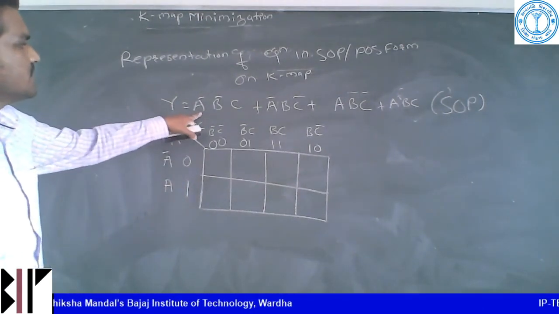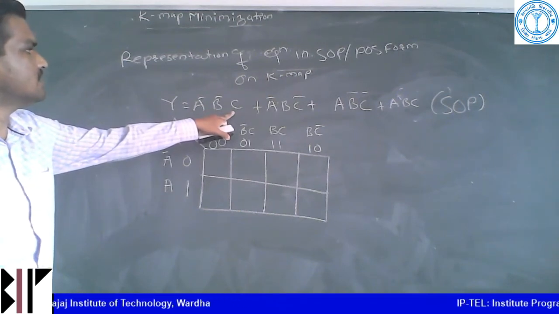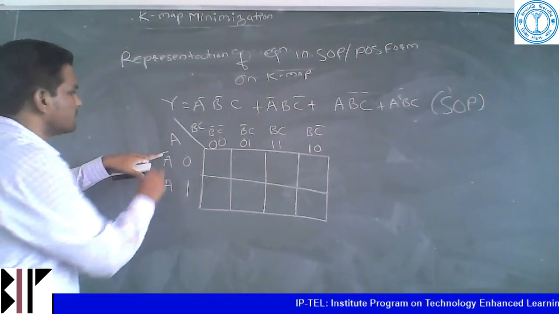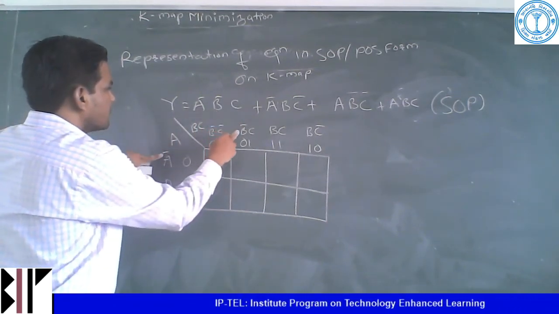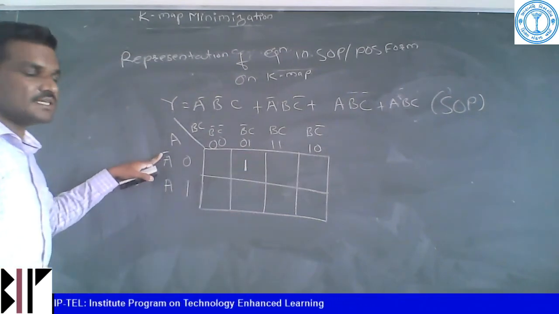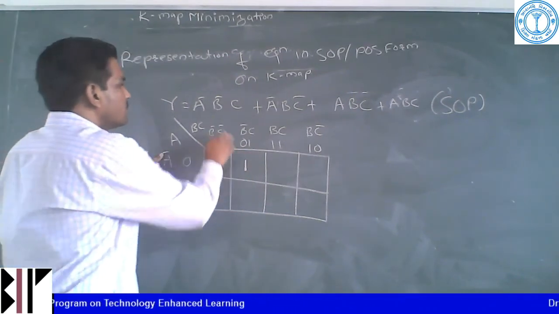So the first term is A bar, B bar, C. So this is my A bar. Okay. Then B bar, I want this B bar and C. So I will put 1 over here. Understand this? So you have to keep 1 for all these terms.